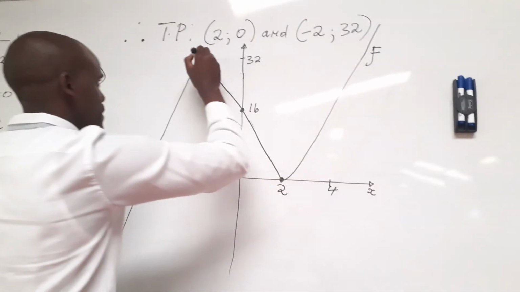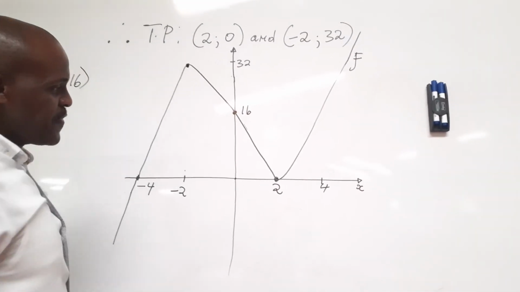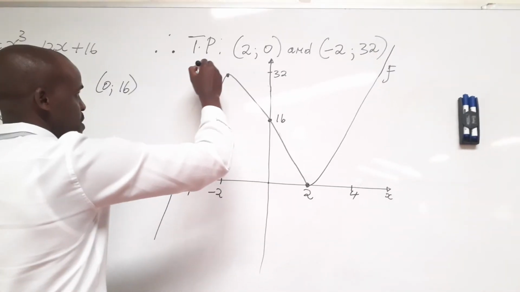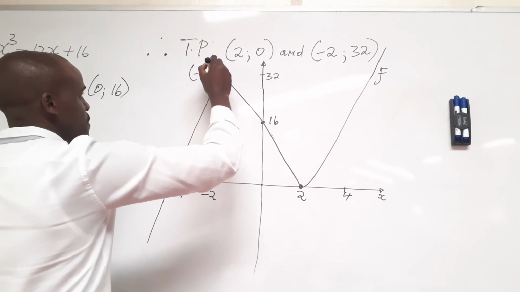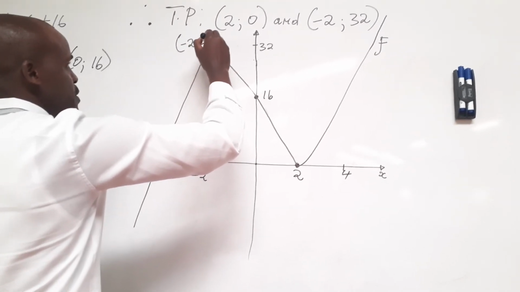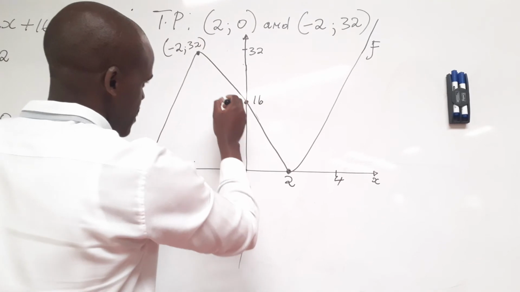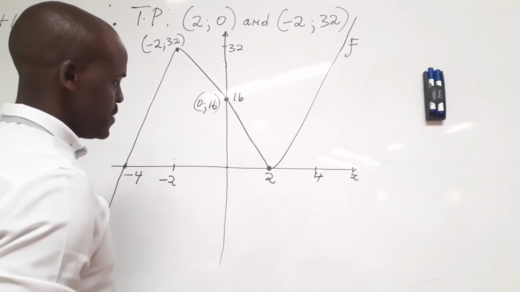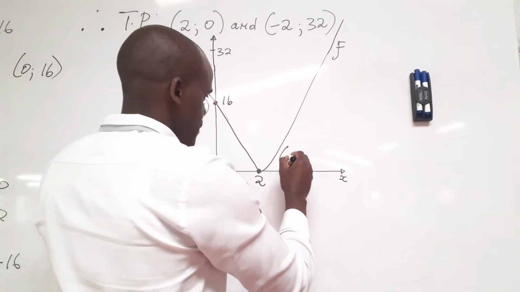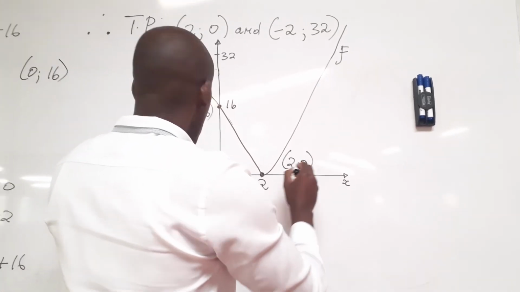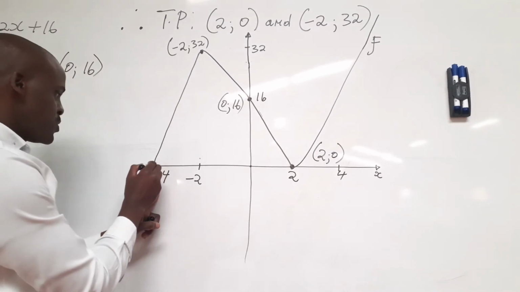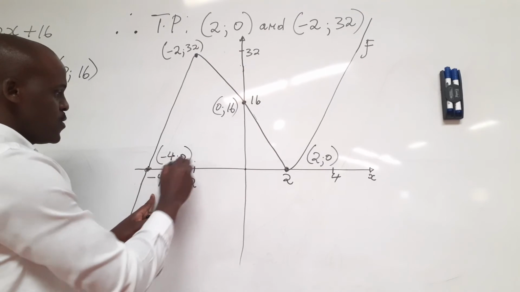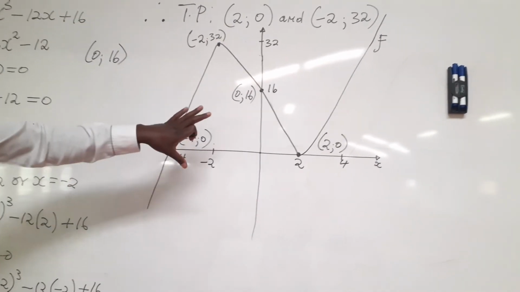This is the function of f. And then after sketching your graph, you label the points. Here it's (negative 2, 32). Here we've got (0, 16), our y-intercept. Here we have (2, 0). Here we are going to have (negative 4, 0). So your graph is complete.